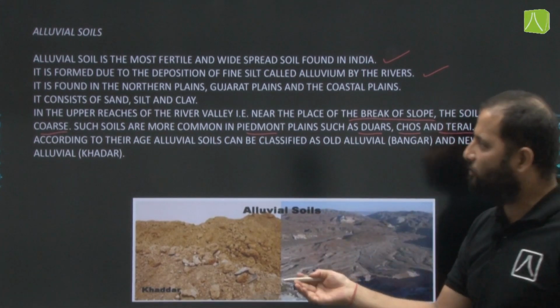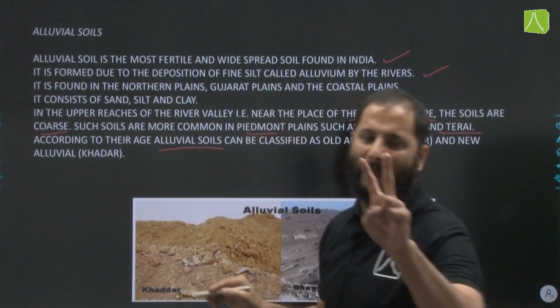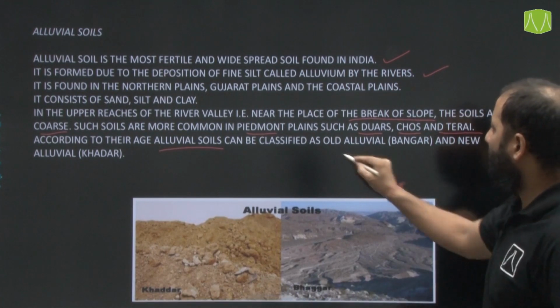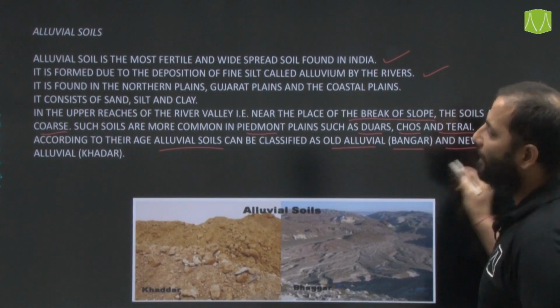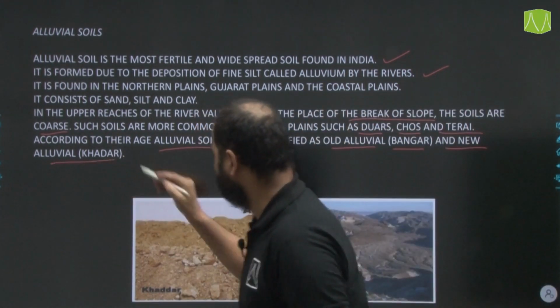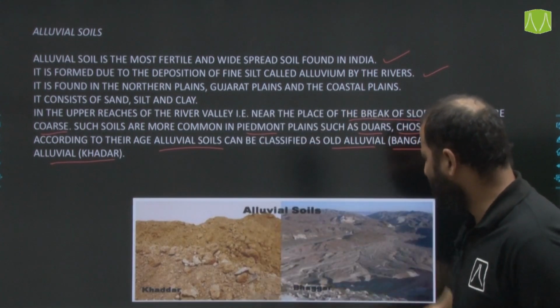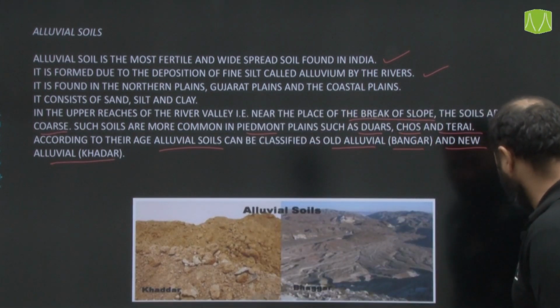According to their age, alluvial soils are classified into two types, that is Bhangar and Khadar. That is old alluvial, Bhangar, and new alluvial, which is Khadar. You can see this is Khadar and this is Bhangar.